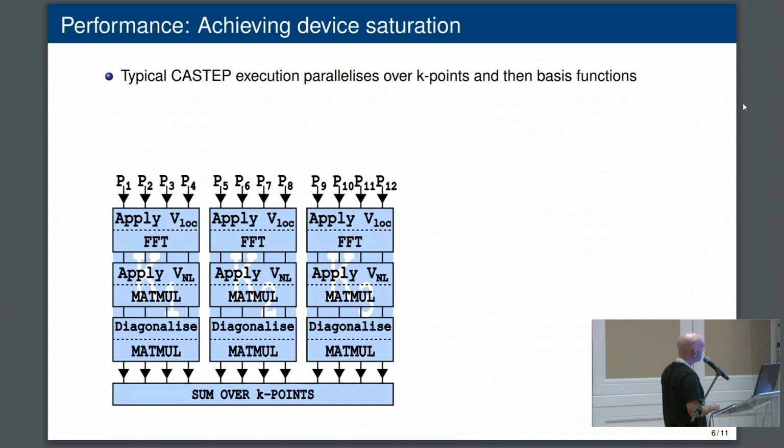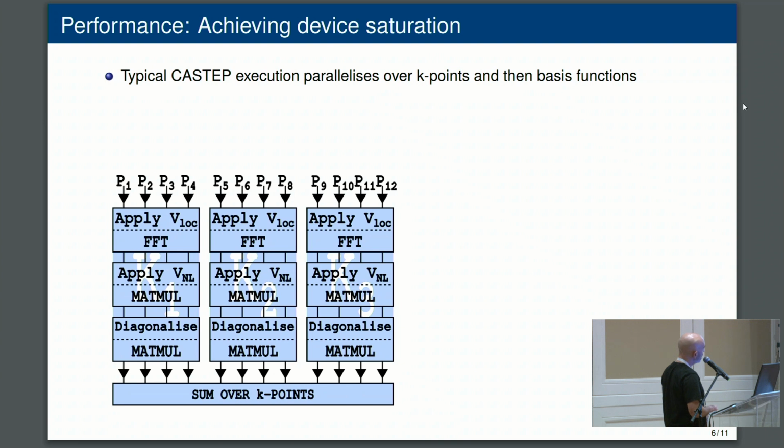This would be, let's say, a typical small-scale CASTEP run where you might have 12 processes. You've got 3 k-points, so you distribute the 3 k-points each to 4 processes, and then those 4 processes work in tandem to complete the calculation for that particular k-point. And then at the end we get some summing over them. As I said, it's weakly coupled, so it's not really a major problem.